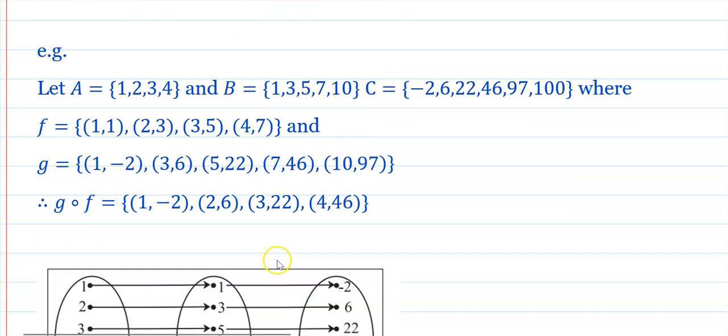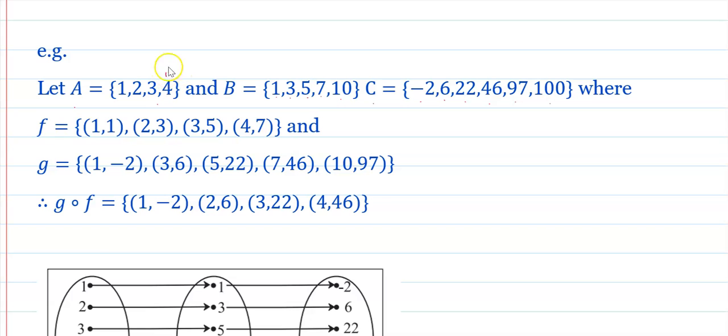Okay. Now see this here, one more example. Look here at A, the elements of A are 1, 2, 3, 4. Elements of B are 1, 3, 5, 7, 10. Elements of C are -2, 6, 22, 46, 97 and 100. See this, the function f. See how f is.